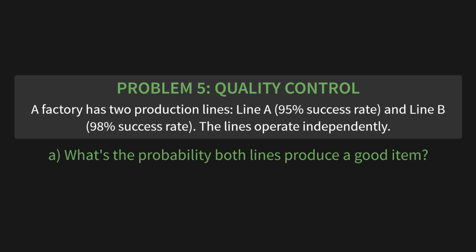A factory has two production lines. Line A, 95% success rate. Line B, 98% success rate. The lines operate independently. What's the probability both lines produce a good item?